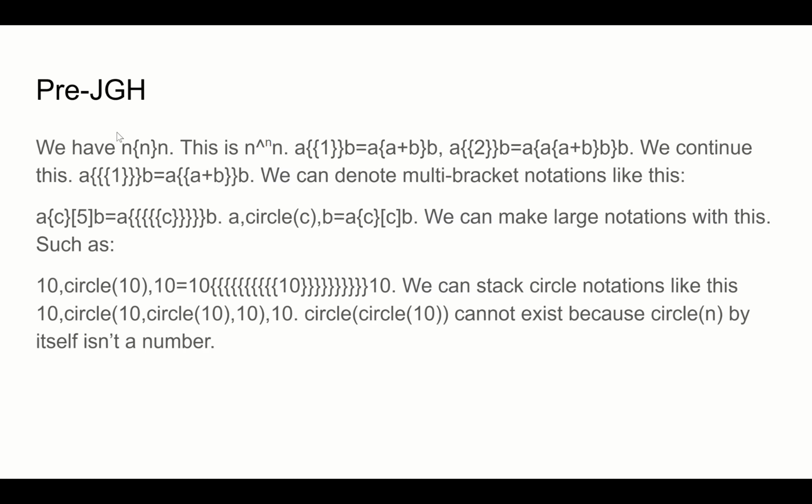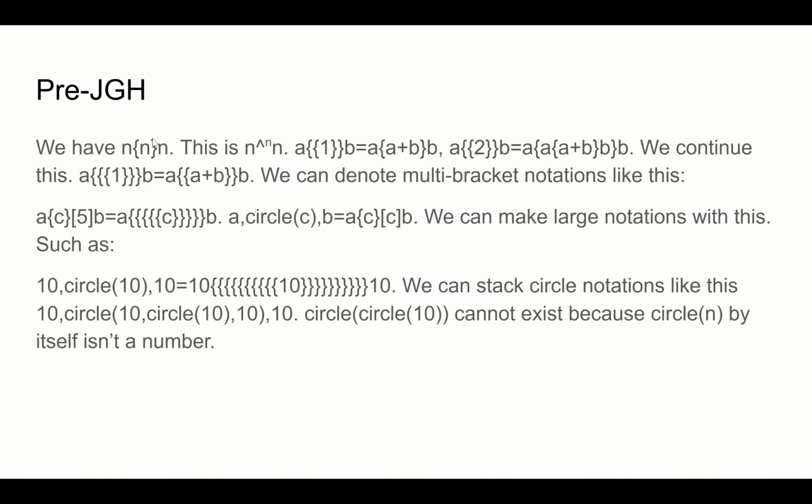Pre-Jolly growing hierarchy. We have n curly brackets n. This is n up arrow repeated n times n. a curly bracket 1 curly bracket b is equal to a curly bracket a plus b curly bracket b. a curly bracket 2 curly bracket b is equal to a curly bracket a plus b curly bracket b curly bracket b. We continue this.